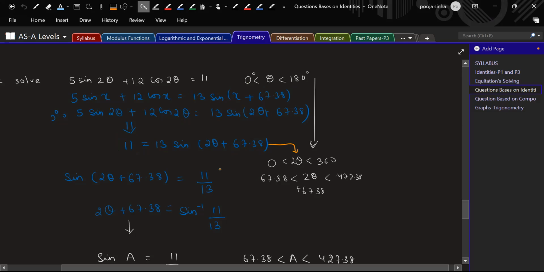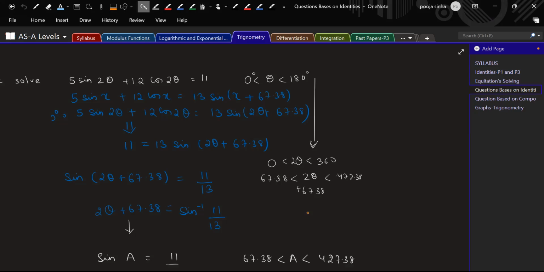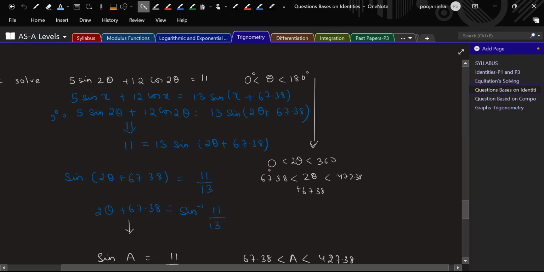So are we making it into 2 and then adding 67.38? Correct. First into 2 and then adding 67.38, in 2 steps. That's 472.38. Perfect. Because into 2 kara, so that became 0 to 360 degree. And when you did adding 67.38, these two are being added. So यहाँ पर 67.38 हो गए, this becomes 472.38.